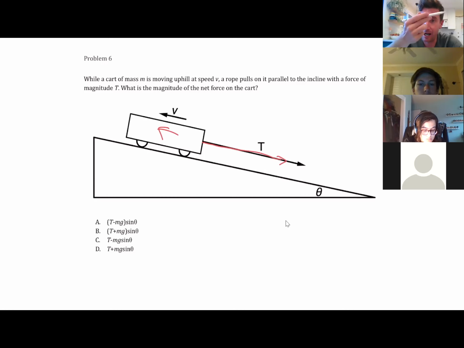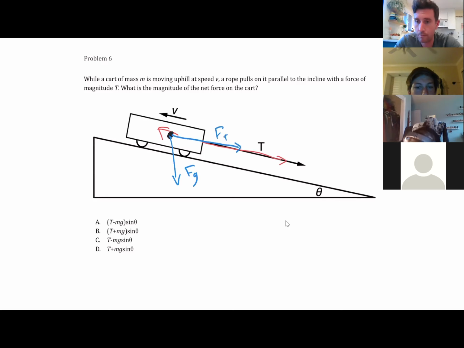The fact that the cart's moving up, if it's going at a constant velocity, the initial velocity doesn't really matter. There is, however, another force acting on it. What's the other force that acts on the cart? Gravity. Good. So I have a force down due to gravity. Then I do have that force of tension, right? Now, we could argue that there's also a normal force there that keeps it up off the ground.